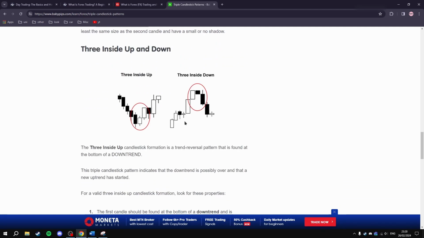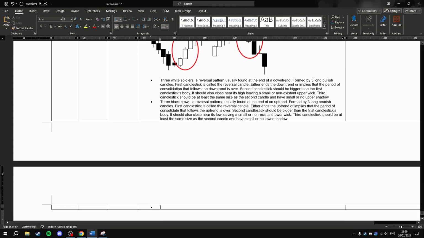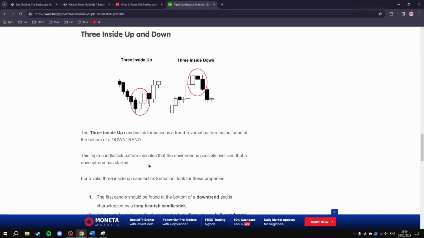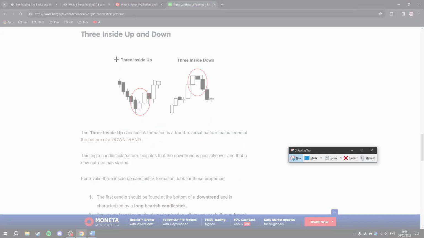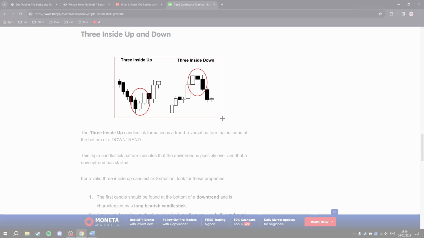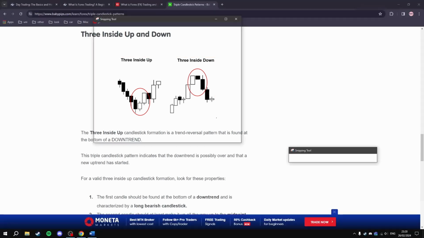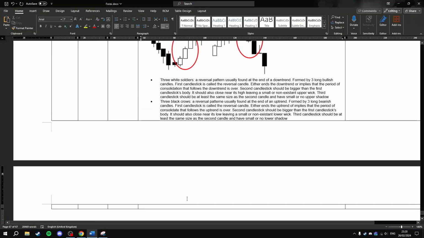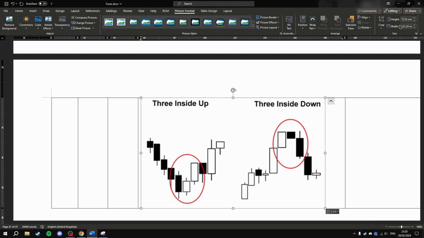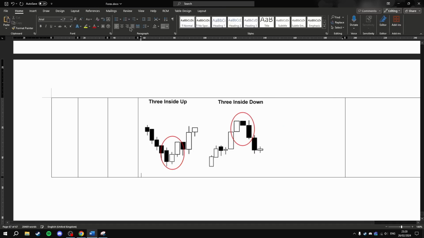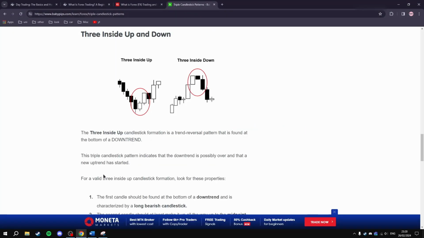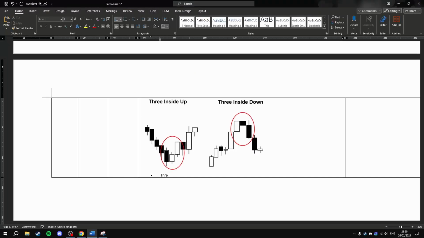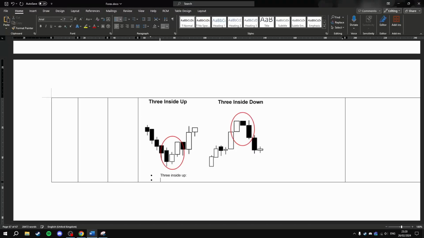Yep. Three inside up, three inside down.